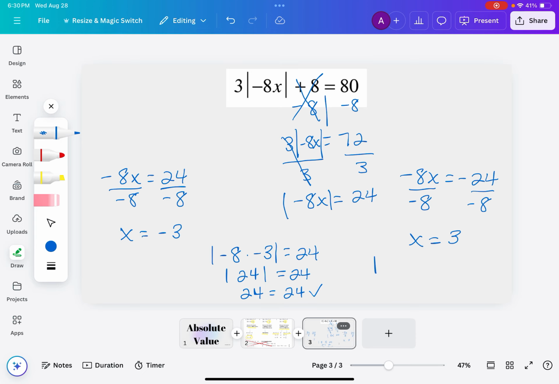Next, I've got absolute value negative 8 times positive 3. So right here, negative 8 times 3 is negative 24. And then the absolute value of negative 24 is going to be positive 24. So this one also checks out, so we're good to go. These are our two answers, two solutions.